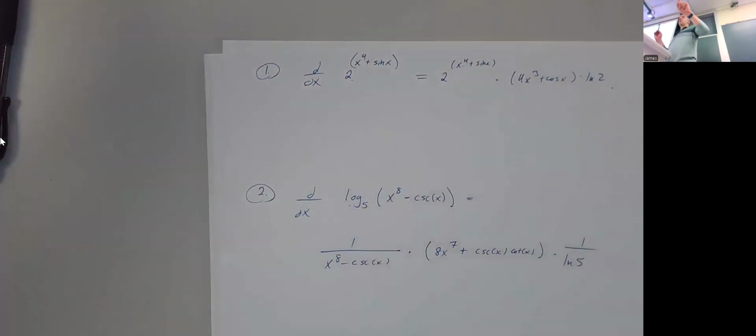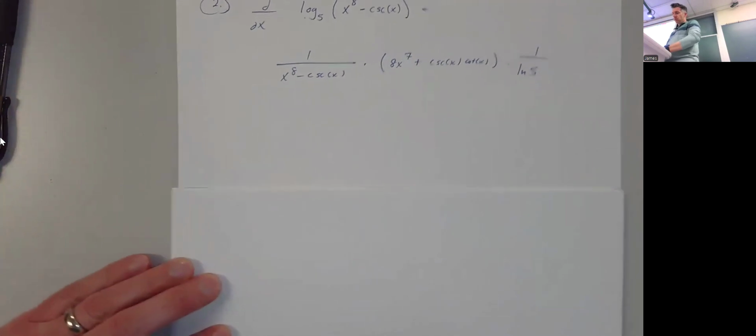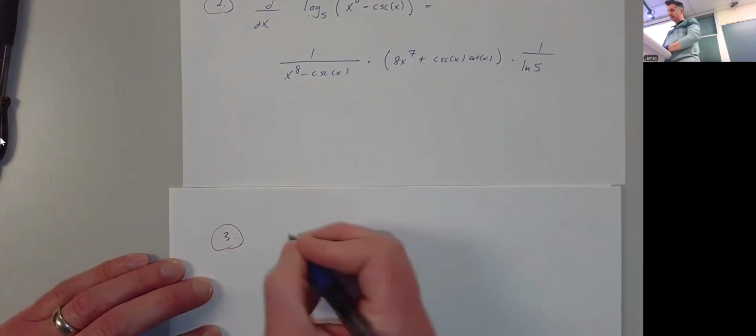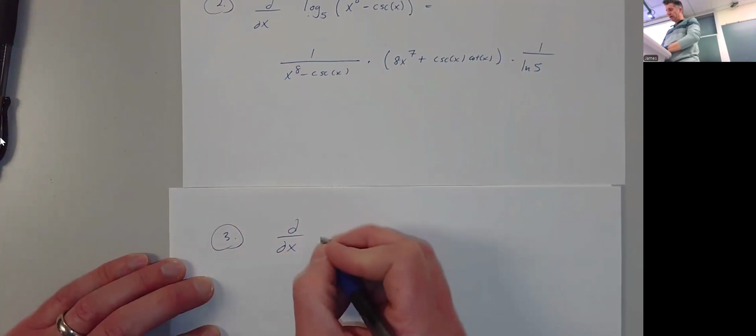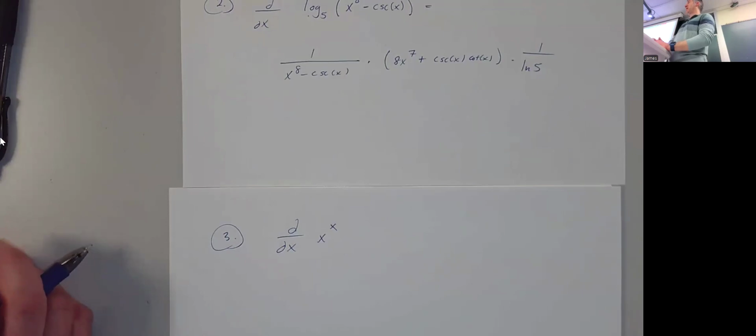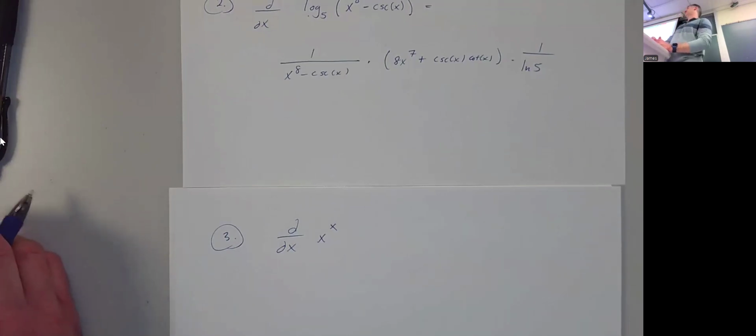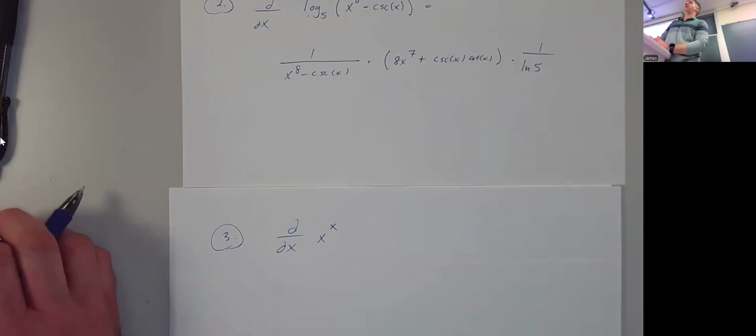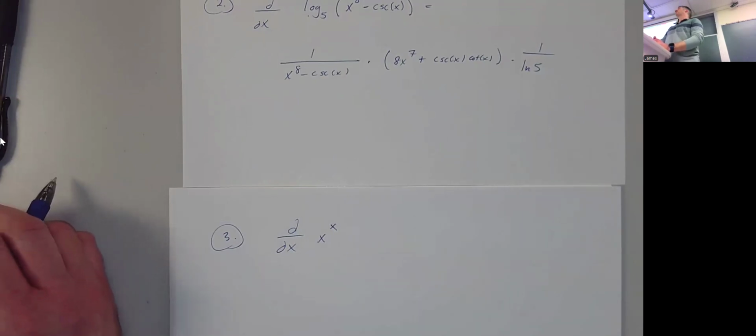Now, all that said, there are some functions that absolutely require logarithmic differentiation. Specifically, something like x to the x. That function, we cannot use any of these rules we've talked about because we don't have a constant in either the base or the exponent. We can't use the power rule here, and we can't say the derivative of x to the x is x to the x times the derivative of x times the natural log of x. It just doesn't work. We have to use logarithmic differentiation here.